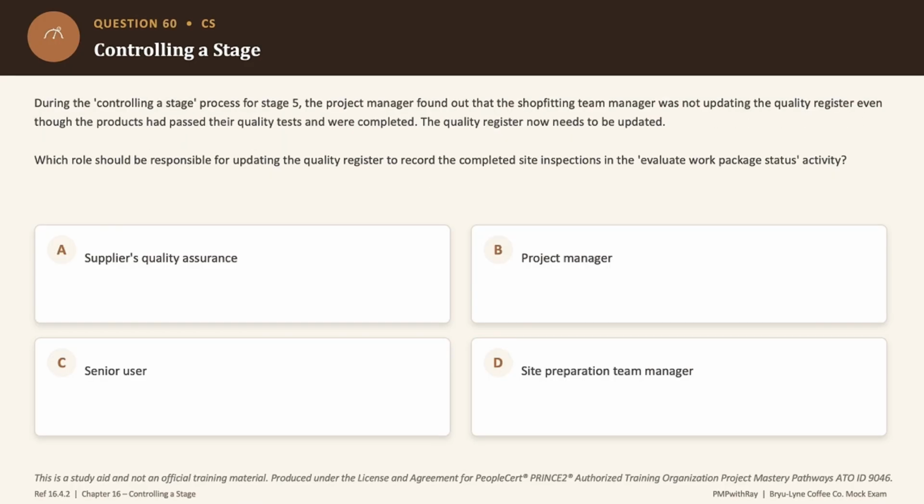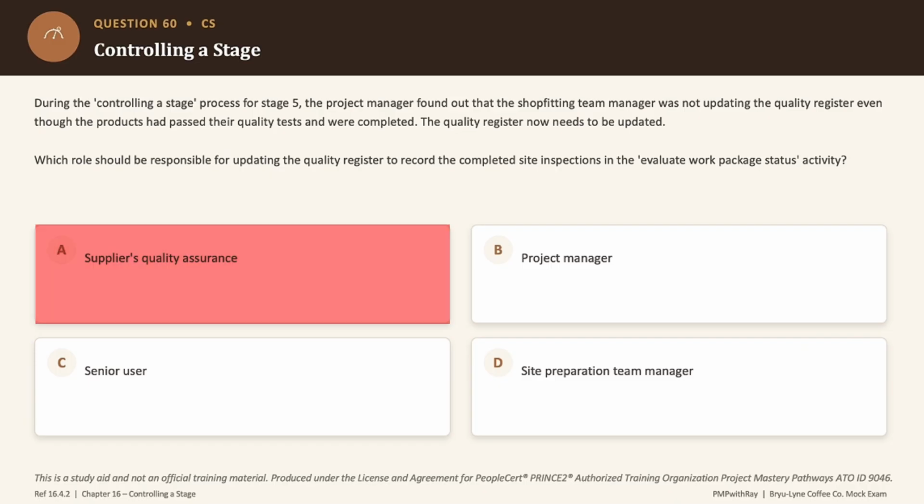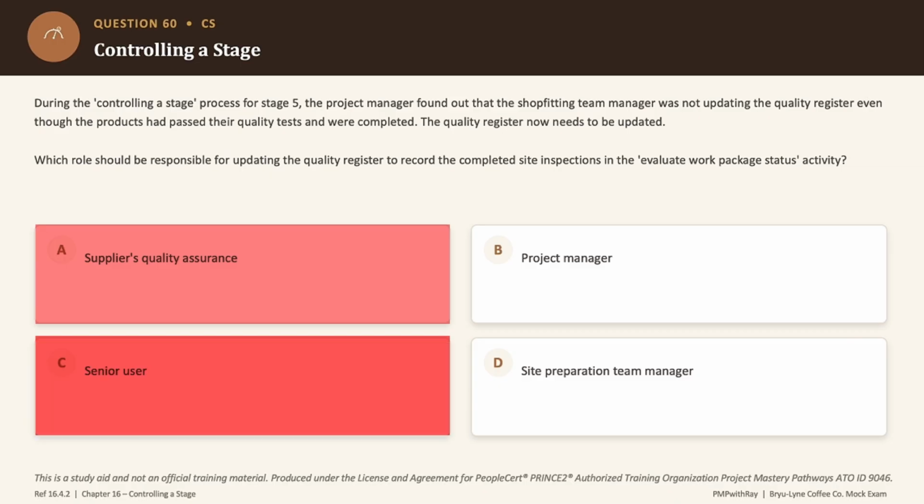Next, question number 60. So the shop fitting team manager has finished the work and it has passed the quality tests, but the quality register has not been updated to show this. The question is asking whose job is it to fix it, okay? Right, so supplier's quality assurance is not the one maintaining the register, okay? That role advises and assures and it does not own the paperwork, okay? That is why option A is incorrect. Now moving on to option C, the senior user has no involvement in updating the quality records as this level is at the board level, okay? So that is incorrect as well.